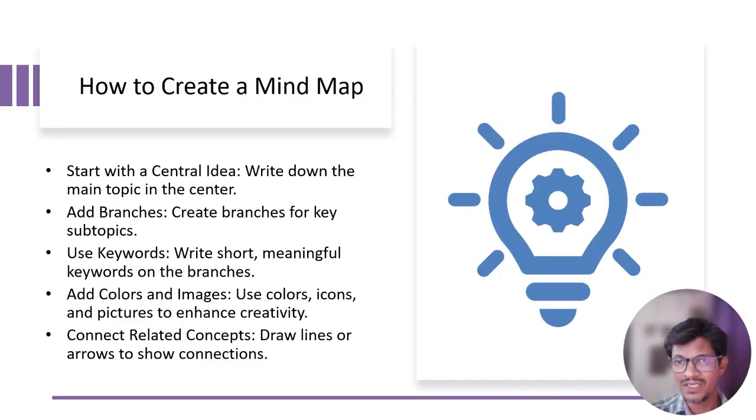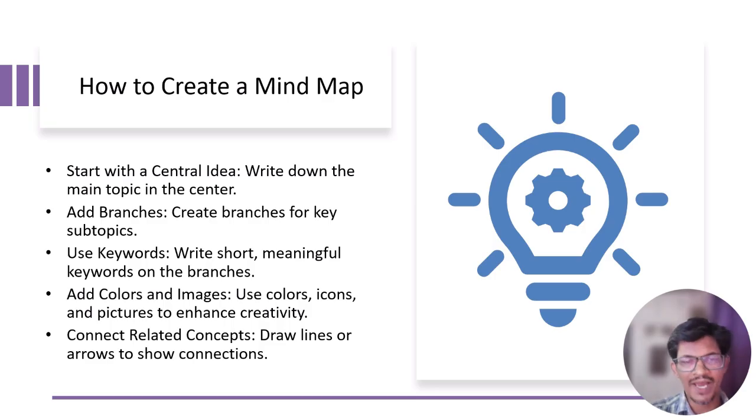So the next one is how to create this mind map. We need to have a central idea. We need to write it down as a main topic, which is in the center. From that, we need to develop branches. These branches should be very creative in nature, so that all the key subtopics are covered in this type of mind map. Then we need to use keywords. So what kind of keywords? We need to use short, meaningful keywords on the branches.